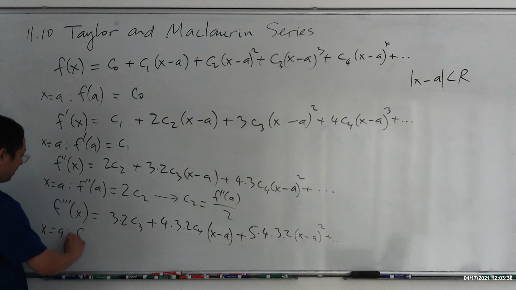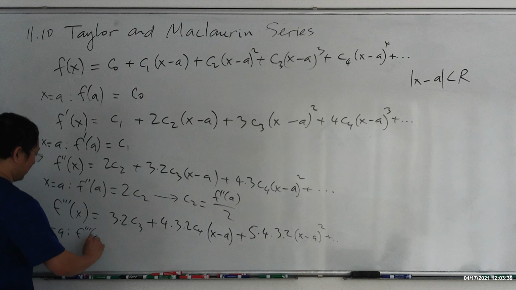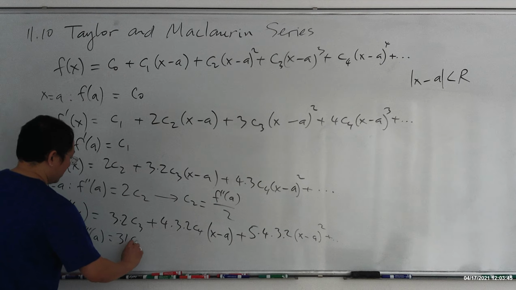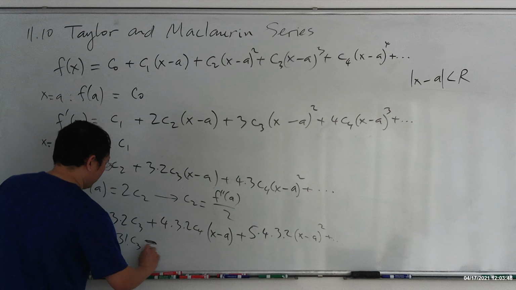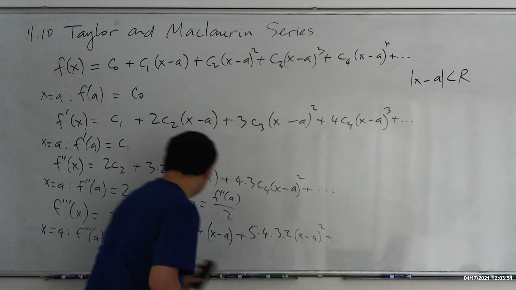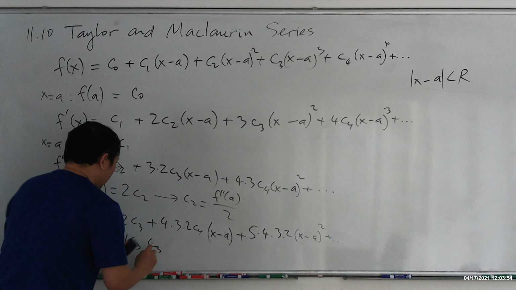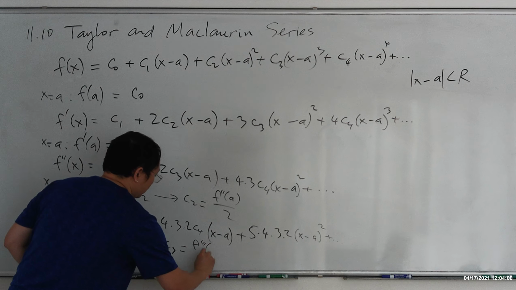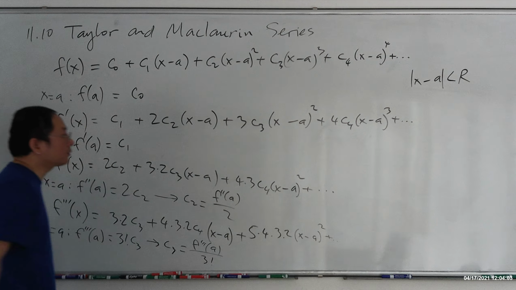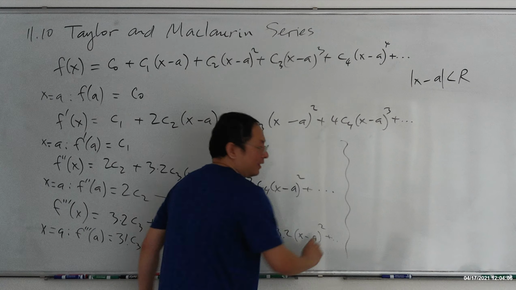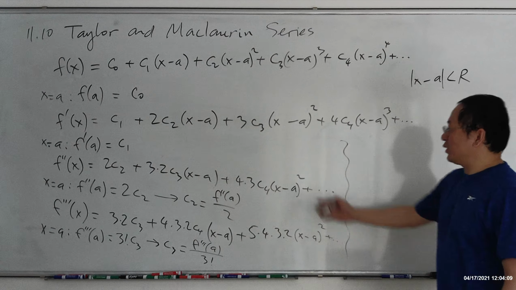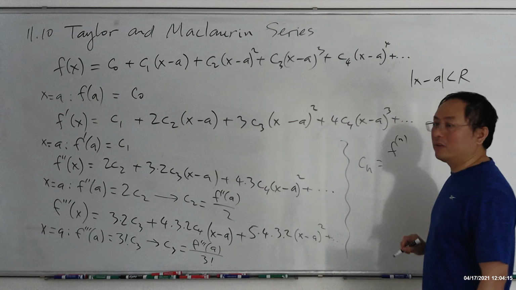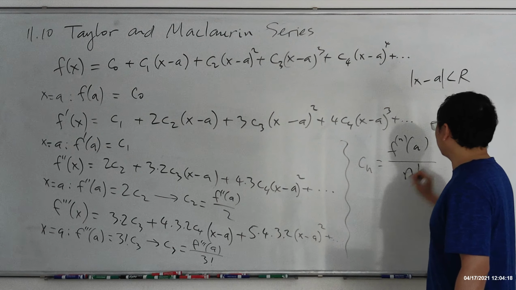And of course I do the same thing. I plug in x equal to a. I get the third derivative at a is equal to 3 times 2 right here. I write it as 3 factorial C3, and that helps me to calculate C3. C3 is equal to f third derivative of a over 3 factorial. And by induction, we learn induction in pre-calc, okay? So similarly, keep going. You're going to see that Cn is equal to the nth derivative of f at a, divided by n factorial.